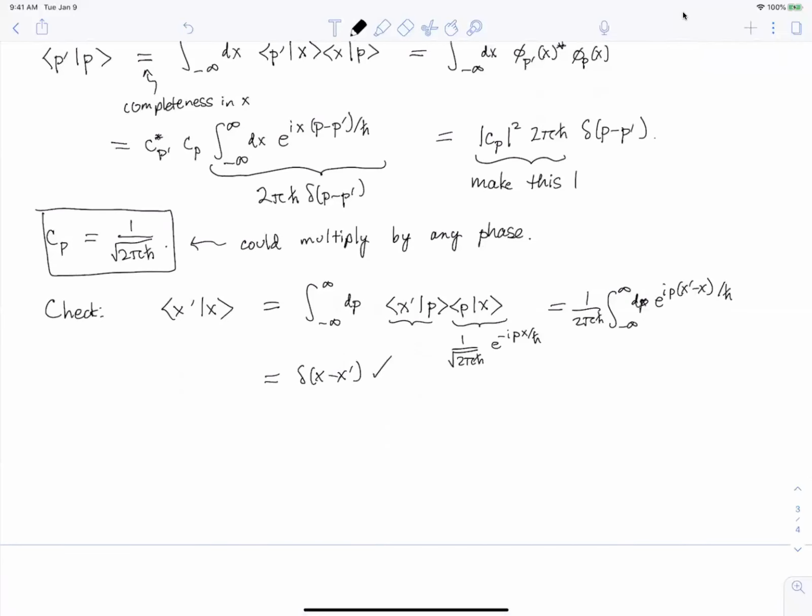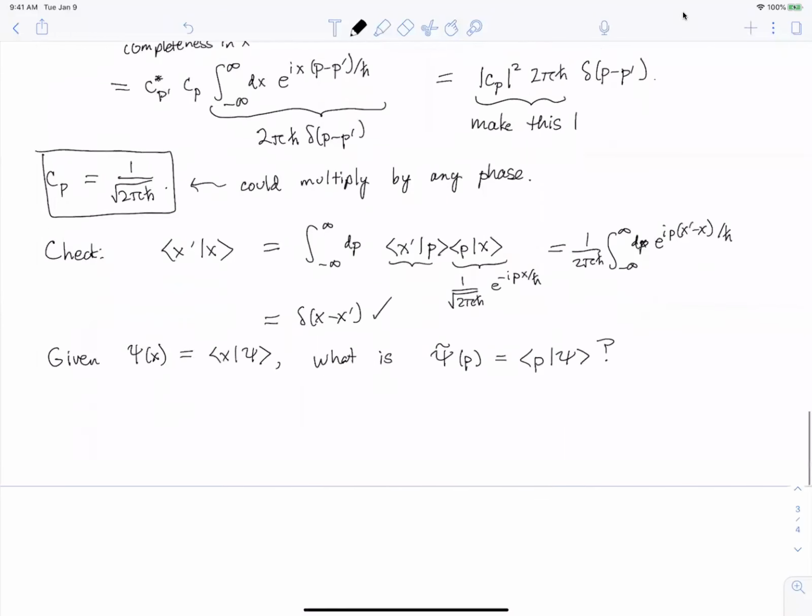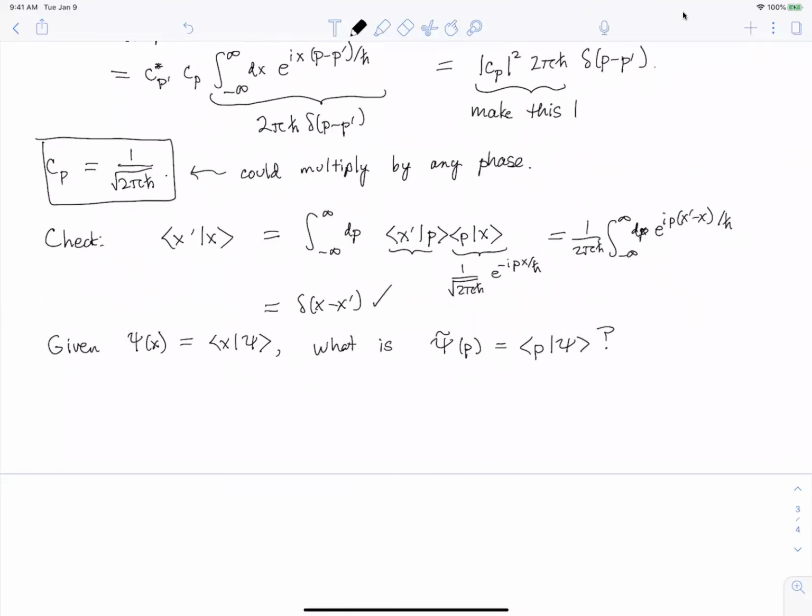Another question we can ask is, suppose somebody gives us a wave function in x, what's the wave function in p? So given psi of x, which by definition is <x|psi>, what is psi tilde of p, which by definition is <p|psi>? Okay, what else should we do? By now you know that the only thing to do is use completeness.